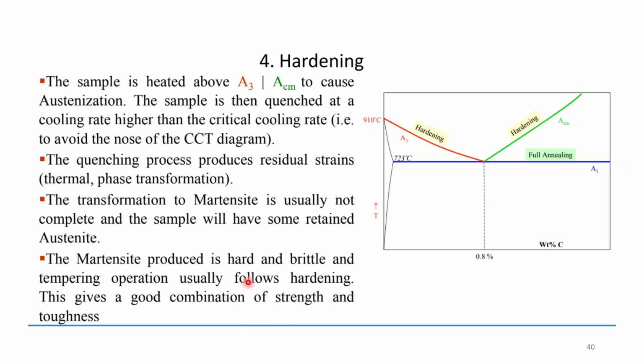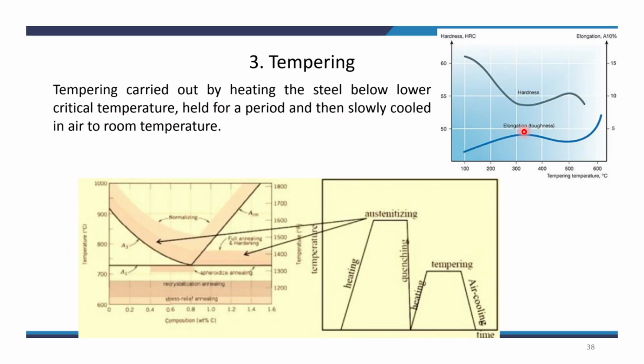So after formation of martensite, you will have some retained austenite as well. To convert these phases into phases which are less brittle, you go for tempering. Okay, this is the hardening temperature which is shown here. After this you go for tempering. In this case, it is carried out by heating the steel below the lower critical temperature, holding for a period and then slowly cooling in air to room temperature.